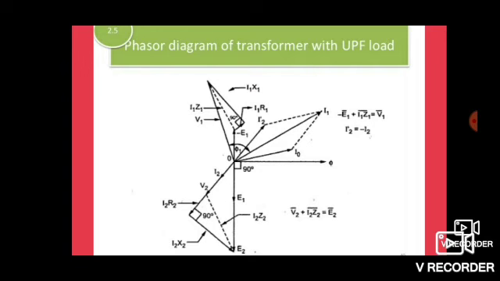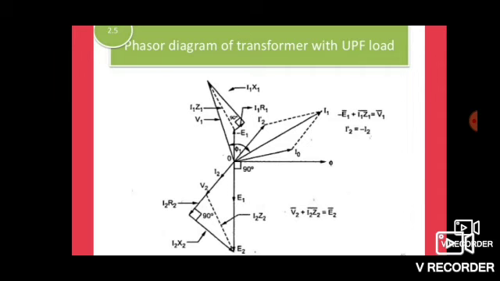Now take the below reference axis. We have to draw the value of V2 with respect to I2. Here we are taking the UPF load. Therefore, the I2R2 component is in phase with the current I2. Then, at an angle of 90 degrees, we have to draw the inductive drop I2X2. The total drop I2R2 plus I2X2 is the I2Z2.